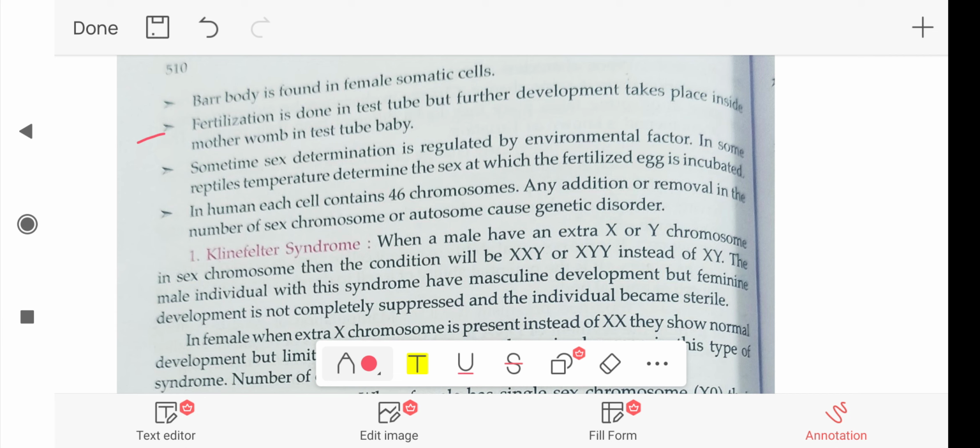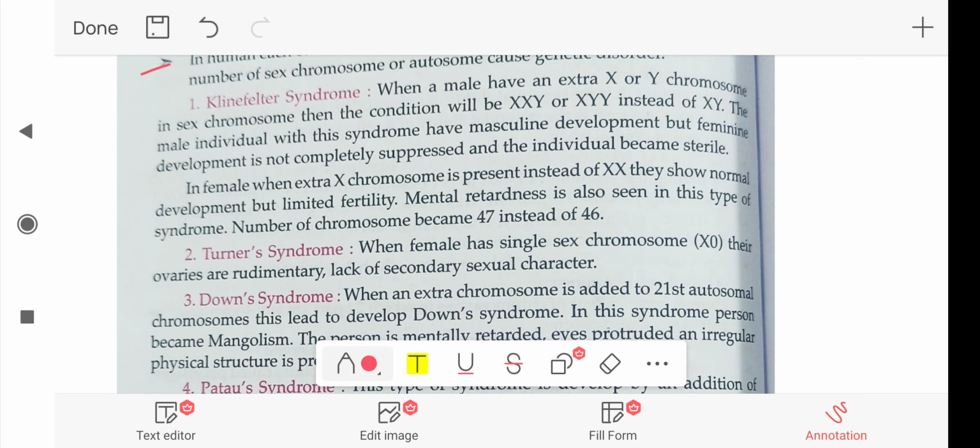In test tube baby, fertilization is done in a test tube, but further development takes place inside the mother's womb. Next, sometimes sex determination is regulated by environmental factors. In some reptiles, temperature determines the sex at which the fertilized egg is incubated. In human, each cell contains 46 chromosomes. Any addition or removal in the number of sex chromosomes or autosomes causes genetic disorder.